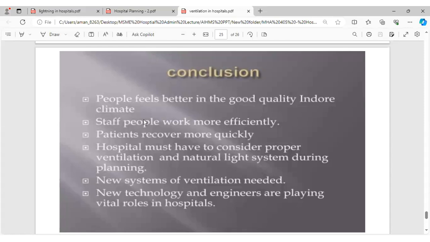So, in conclusion, people feel better in a good quality indoor climate. When the indoor climate is good, people feel better. Staff also work more efficiently because the environment is good and ventilated. They do not feel suffocated. Patients recover more quickly. Hospitals must consider proper ventilation and natural light systems during planning. New systems of ventilation are needed. New technology and engineers are playing vital roles in the hospital.